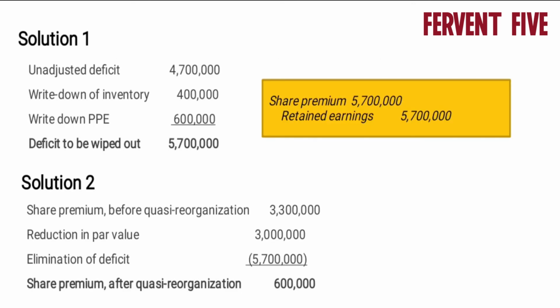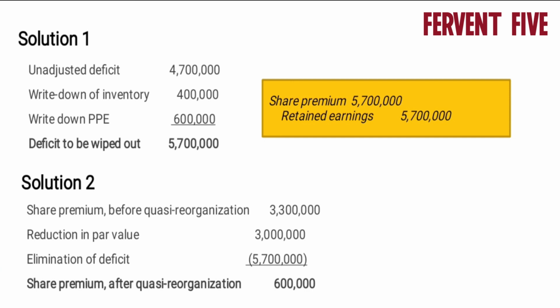So, solution for number 1. Dito sa number 1, hinahanap lang natin or inaalam lang natin kung magkano ang amount ng deficit na i-wipe out natin. So, that should be the adjusted deficit. So, magkano yung deficit prior to quasi-reorganization or the unadjusted deficit? It is 4,700,000. Mag-e-effect yung mga adjustment natin. So, sa retained earnings, ilan ulit yung adjustments natin kanina? 2. Number 1 is inventory at yung isa ay si PPE. So, magkano ang adjusted deficit? 5,700,000. So, dito, may journal entry siya. Debit share premium, 5,700,000. Credit retained earnings, 5,700,000.